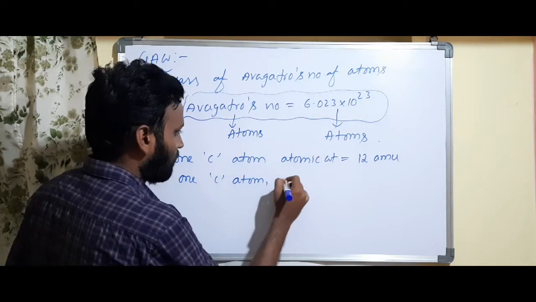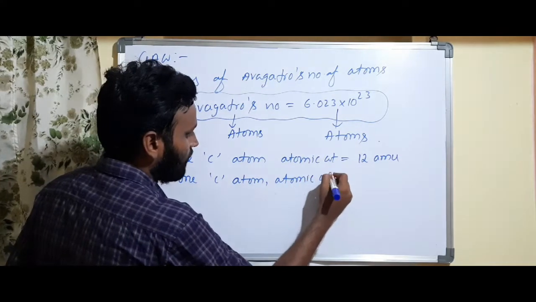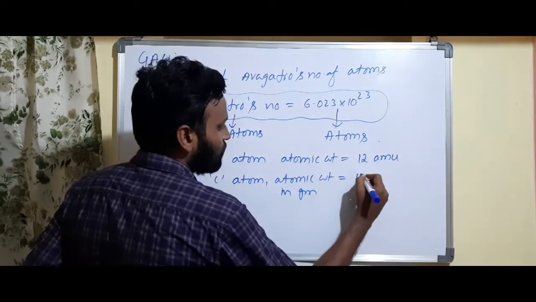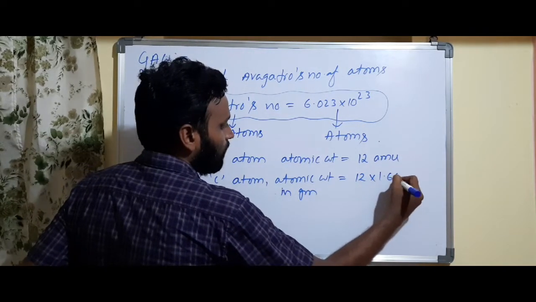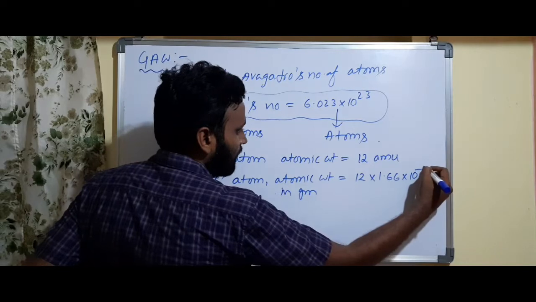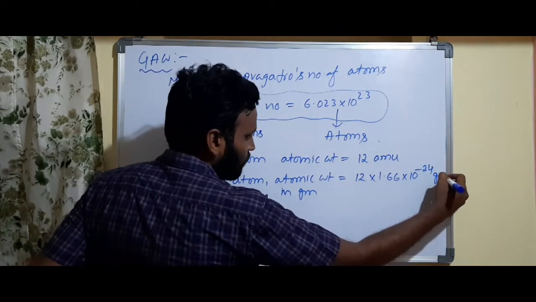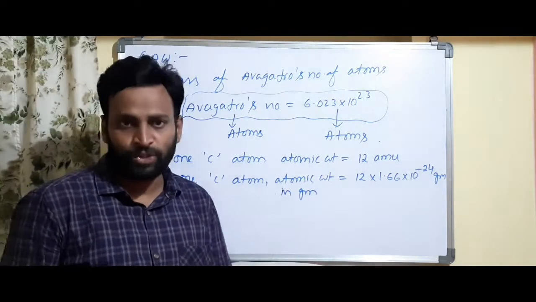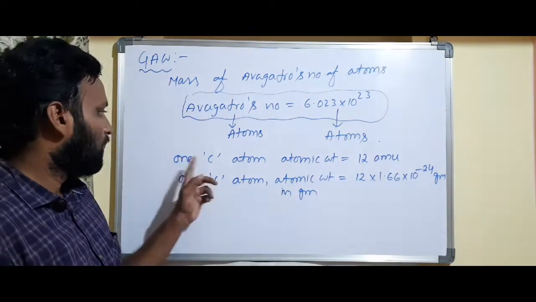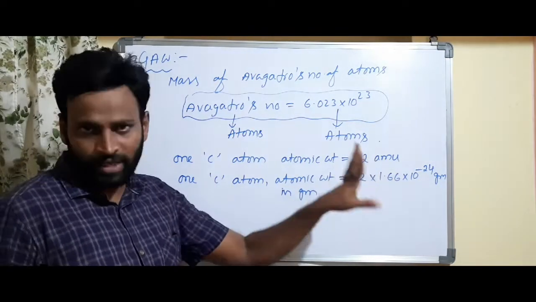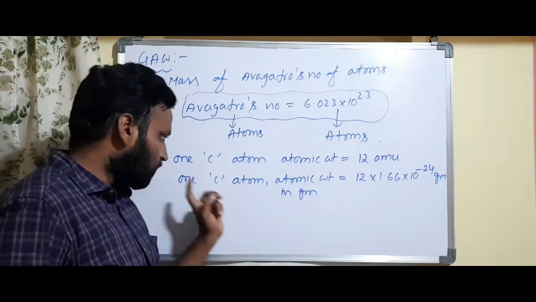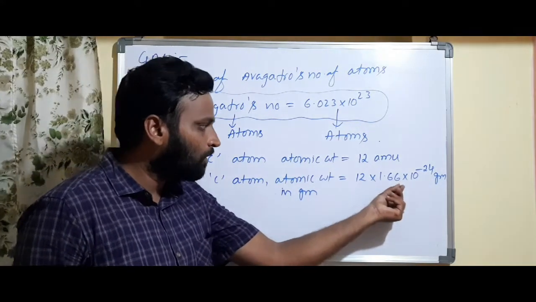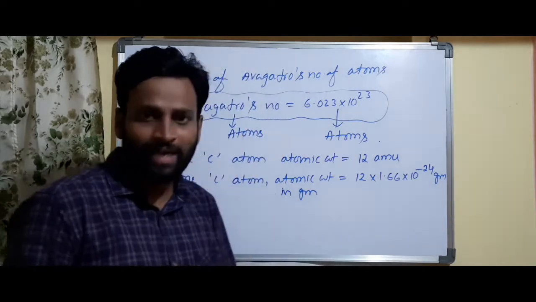One carbon atom atomic weight in grams, how much? It's 12 into 1.66 into 10 power minus 24 grams, I told you, right? One carbon atom atomic weight, how much? Don't get confused. Previously I gave this 12 AMU for one carbon atom. For one carbon atom, atomic weight in grams is 12 into 1.66 into 10 power minus 24 grams.